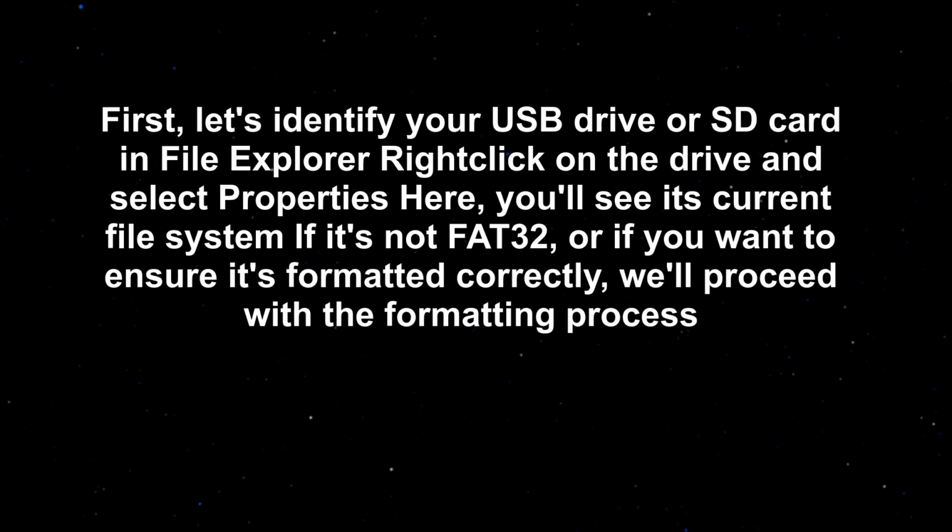In File Explorer, right-click on the drive and select Properties. Here you'll see its current file system if it's not FAT32, or if you want to ensure it's formatted correctly, we'll proceed with the formatting process.